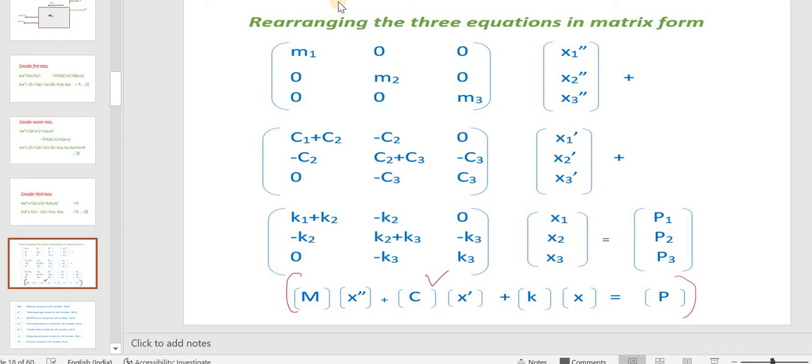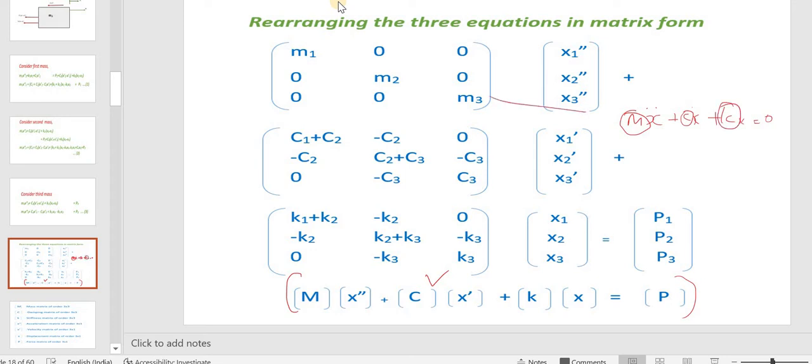So what is the general difference between this and the SDF system? In the SDF system, our equation of motion was m x double dot plus c x dot plus k x is equal to 0. But here in MDOF, the multi-degree of freedom system, m will be a matrix, c will be a matrix, and k will be a matrix.